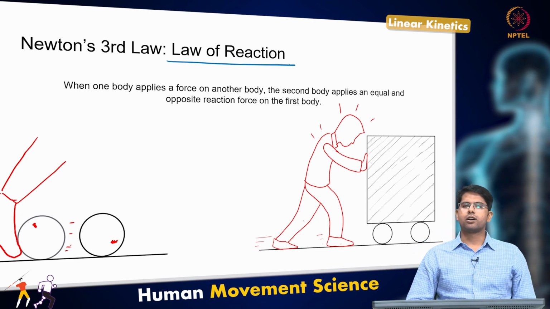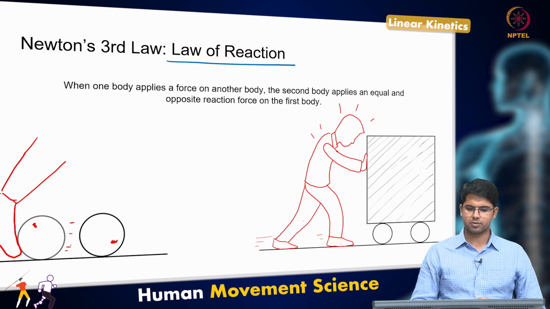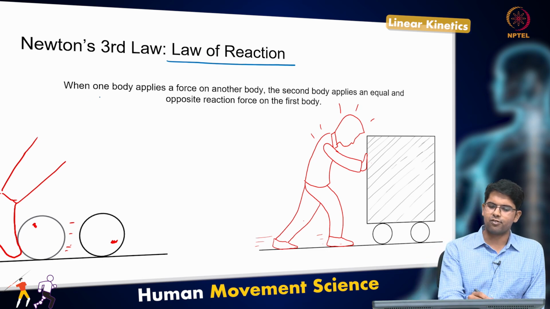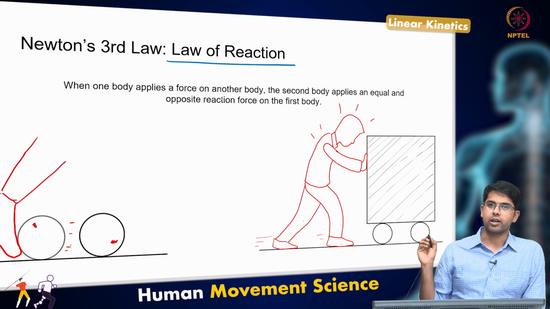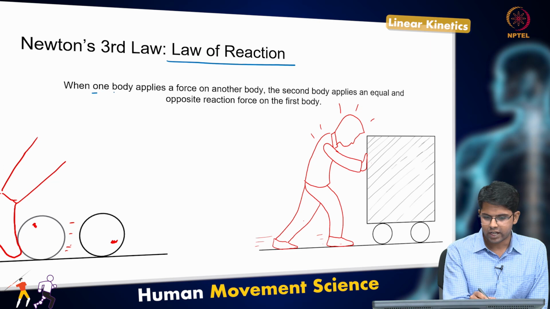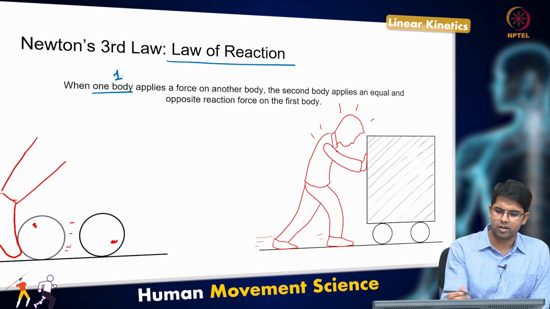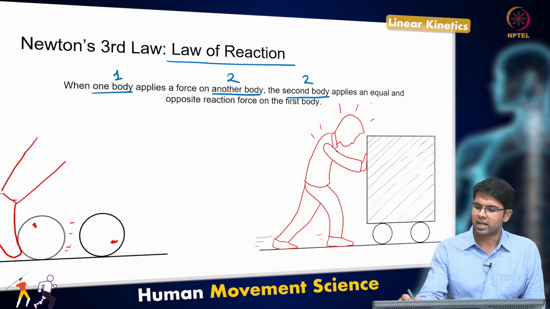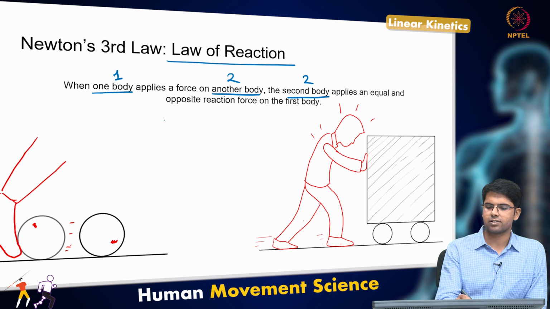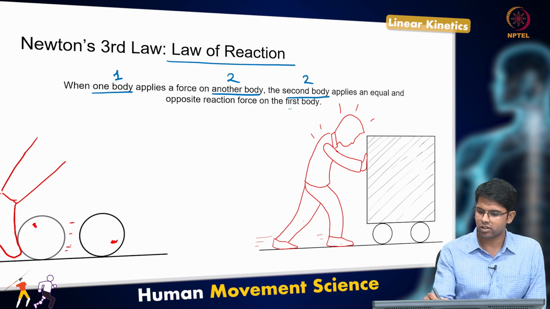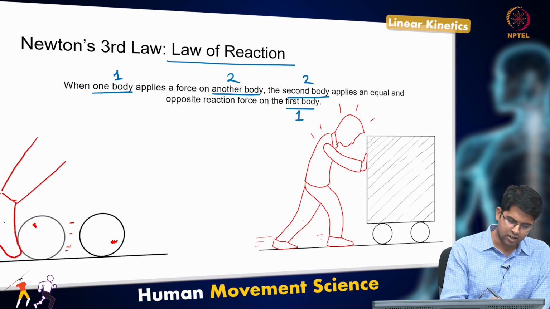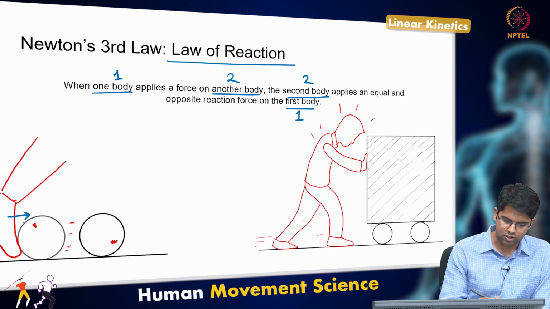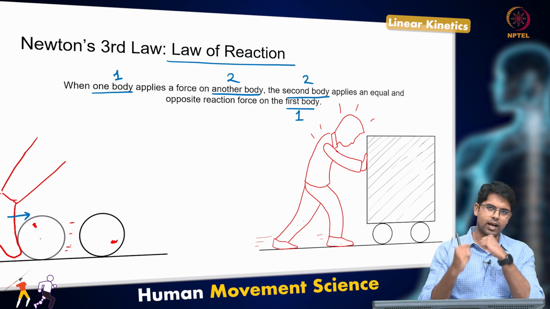Now you must have heard this: every action has an equal and opposite reaction. That is an oversimplification of this. So let's break down the actual definition. When one body applies a force on another body, so this is important, there are two bodies involved, the second body applies an equal and opposite reaction on the first body. So when this person was kicking this soccer ball, the soccer ball was fighting back, it's kicking back.